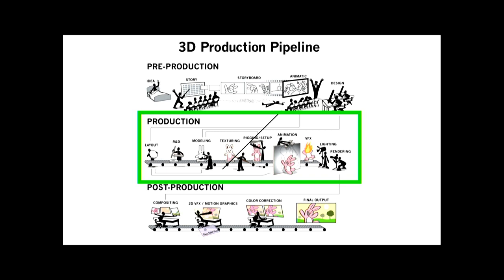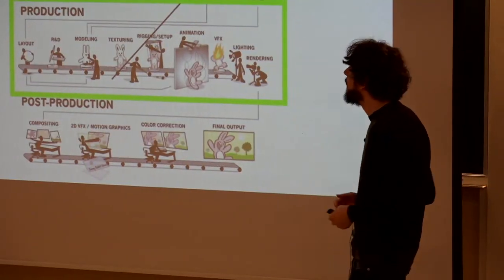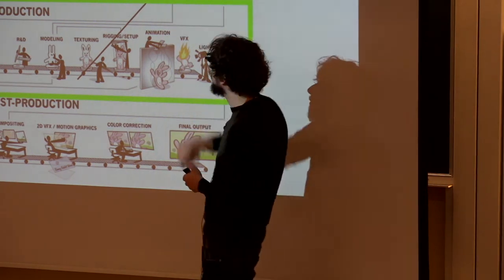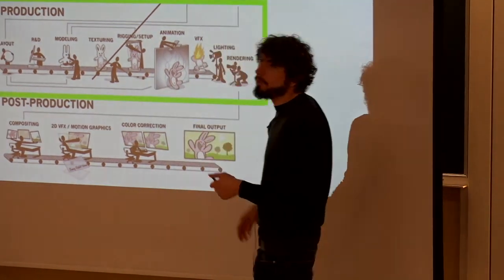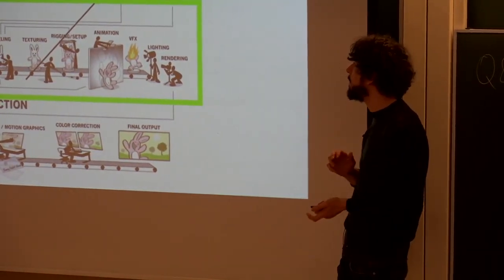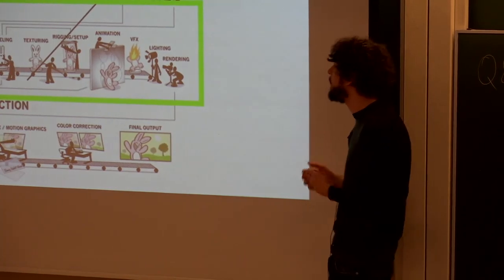In the production step, we have many departments, many things to do. The first thing is the layout. It's like the pre-directing of the movie. We create shots and put everything in place, but with only low polygon assets, just to make sure that every shot is good from a directing point of view and that it matches the storyboard properly. There is some R&D to make sure that the artistic direction is doable and that some effects are possible.